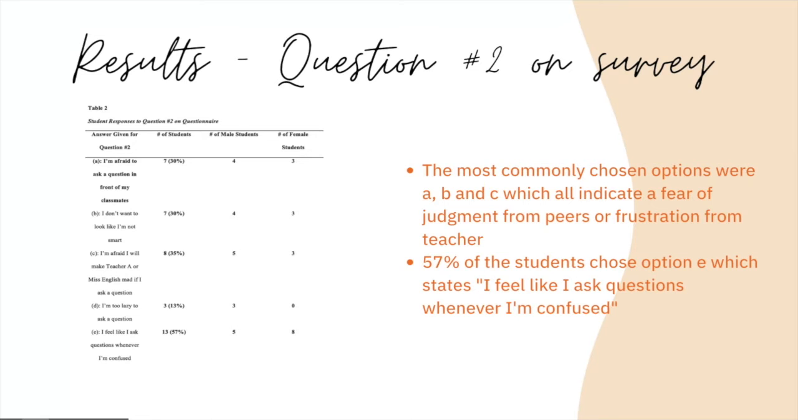So 57% of the students feel that they ask questions whenever they're confused. And then after that, the next most commonly chosen options were A, B, and C, which show some type of fear of judgment or not looking smart in front of their friends, or a fear that their teacher is going to be frustrated with them.